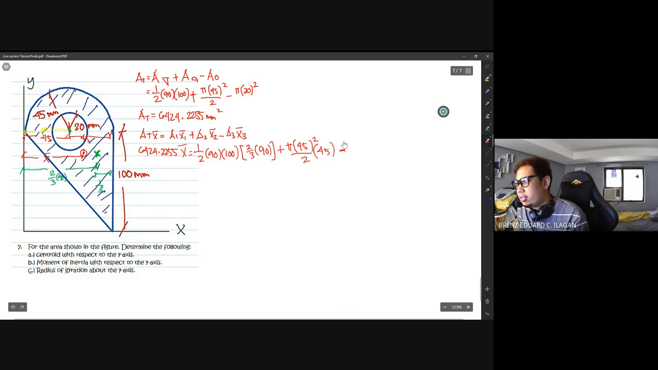And then minus, yung para sa circle na pi r squared, pi times 20 squared. And then yung centroid niya, again, same lang siya ng semicircle, yung gitna ng circle mismo, away from the y-axis, which is also 45. Okay, so what is the value of our x bar, guys?